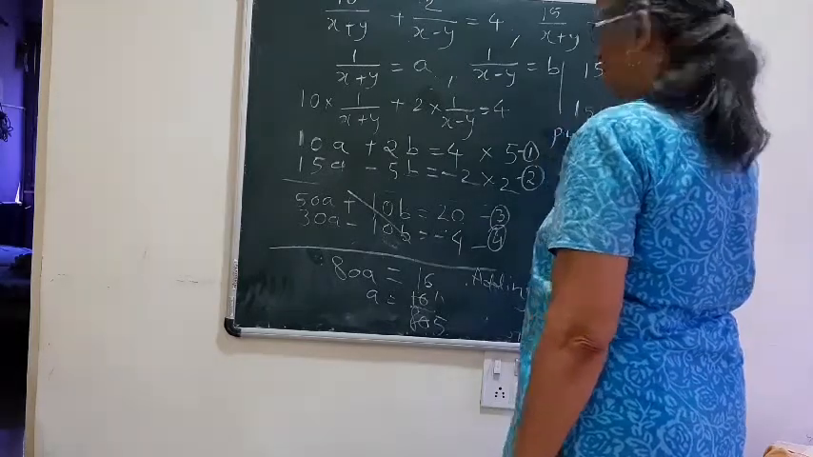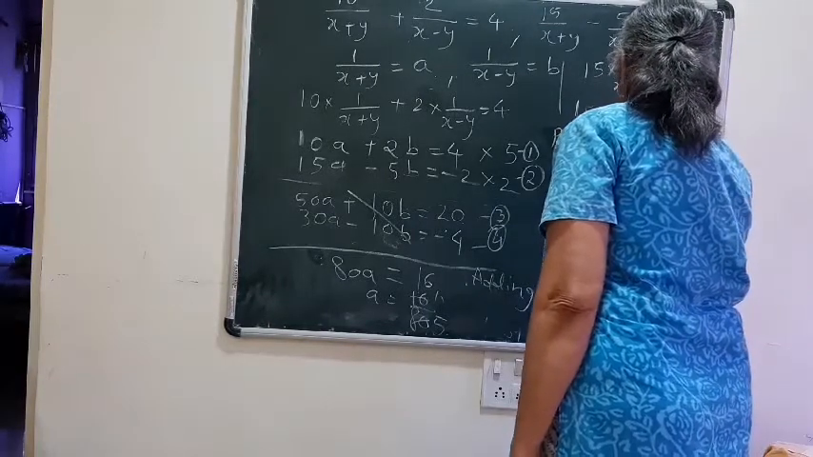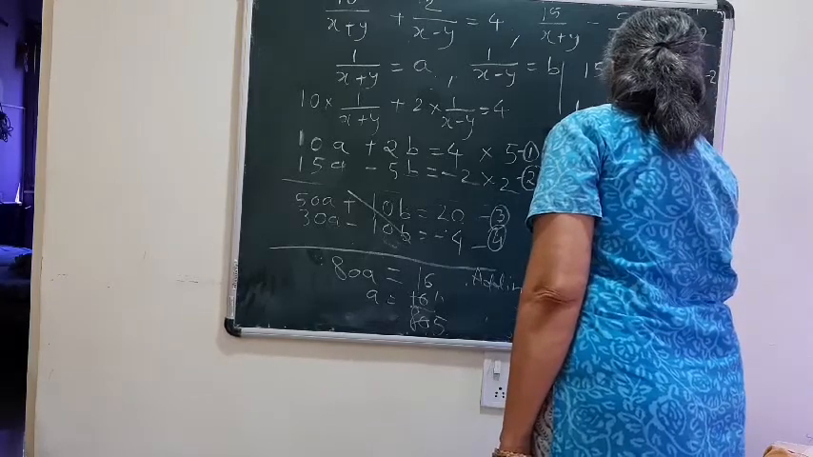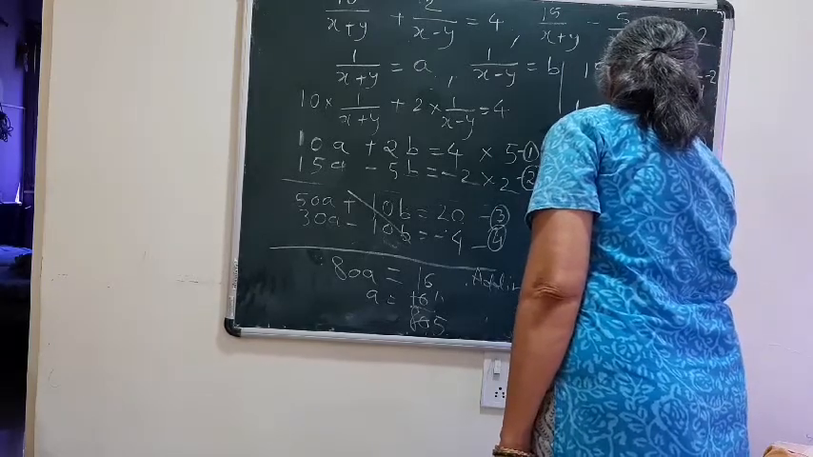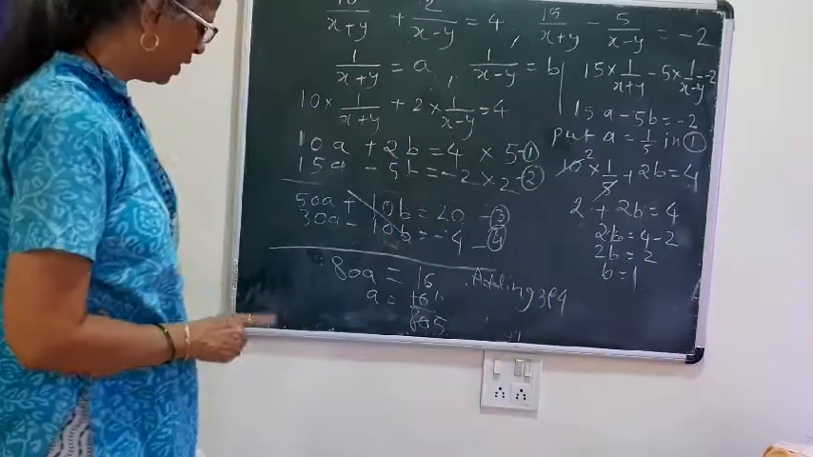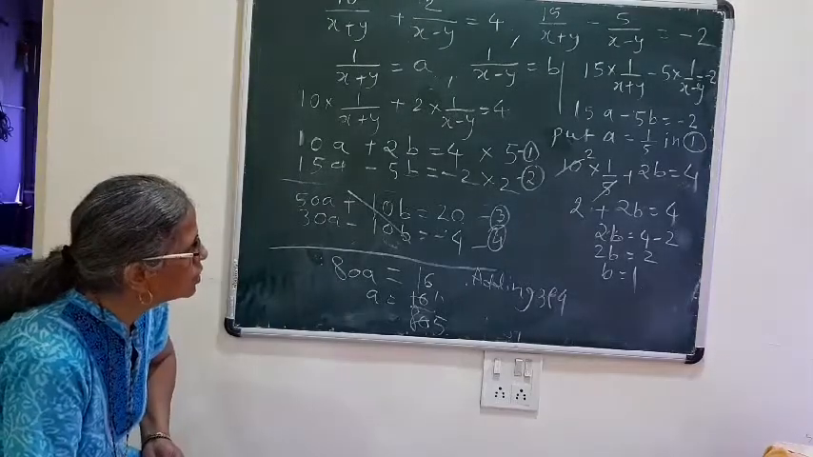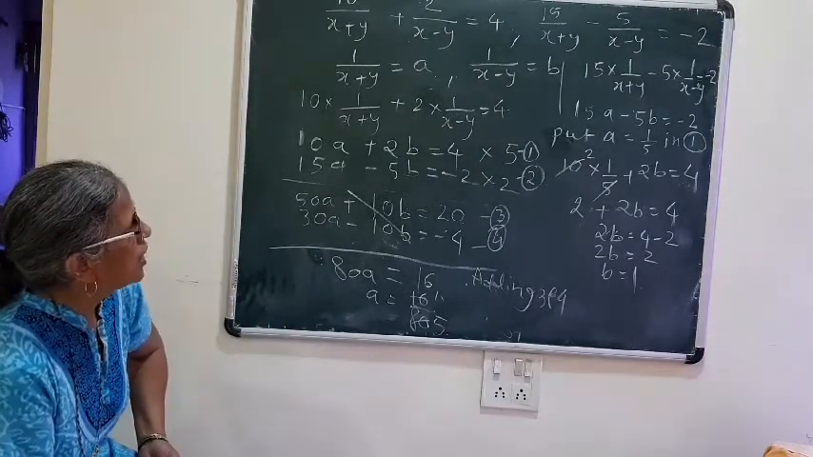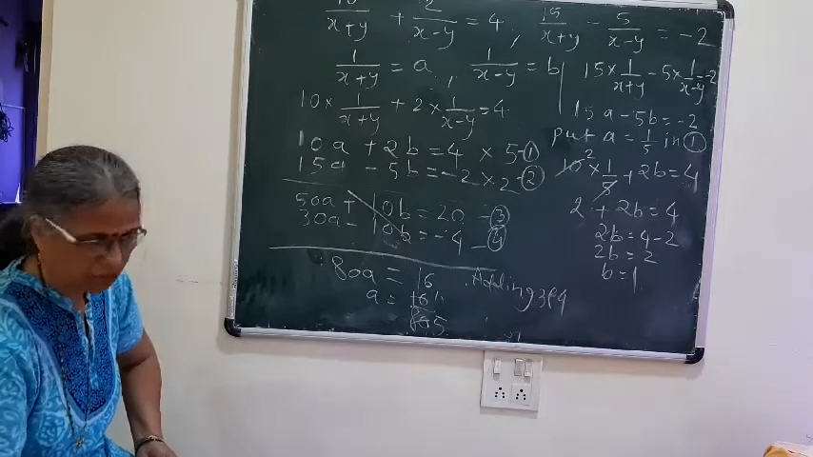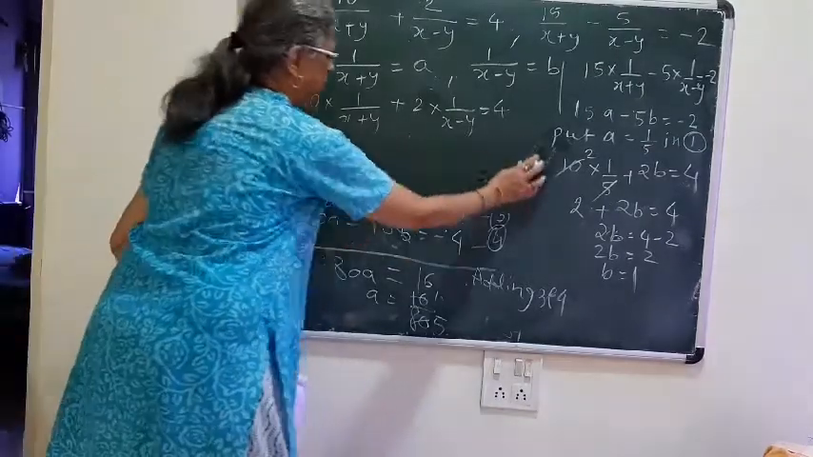So 5 2s are 10, reduce it here compulsorily. So 2 plus 2b is equal to 4. 2b is equal to 4 minus 2. So 2b is equal to 2. So b equal to 1. So we have the two variables as a equal to 1 upon 5 and b equal to 1. After that we are going to substitute the values of a and b in the assumed terms.